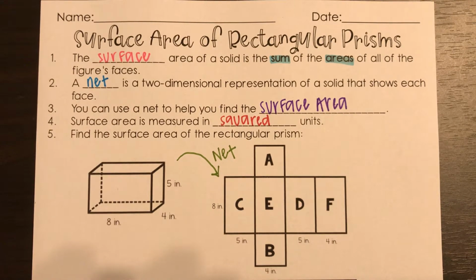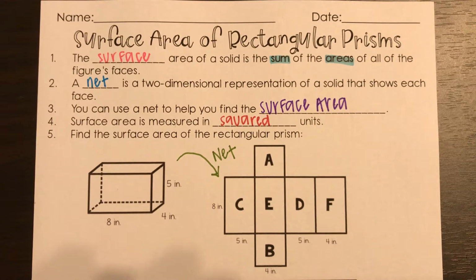The surface area of a solid is the sum of the areas of all the figure's faces. When it talks about faces, that's just talking about each side of the figure. Alright, then a net is a two-dimensional representation of a solid that shows each face. That's why I've been having y'all do some practice with identifying which net goes with which 3D figure. So you can use these nets to help you find the surface area. So it's turning a 3D figure into a net, which should be very familiar to you because nets are just like composite figures. Alright, and then lastly, surface area is measured in squared units.